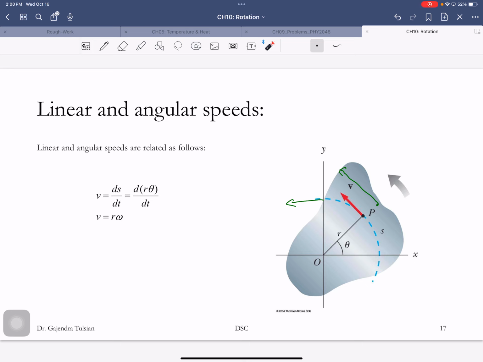Whenever you have these formulas relating linear speed and angular speed, the angular speed has to be in radians per second. So this is in meters per second, that's in meters, and that's radians per second. If this is in feet, that would be feet per second, and so on. But the angular speed has to be in radians per second. This formula gives you the linear speed in terms of the angular speed of the object.